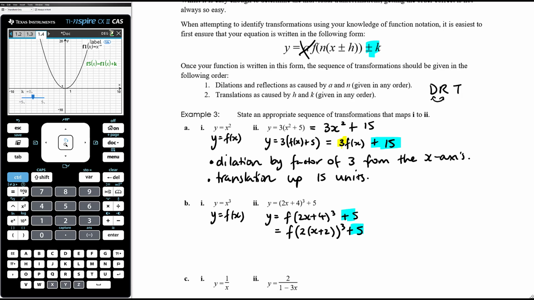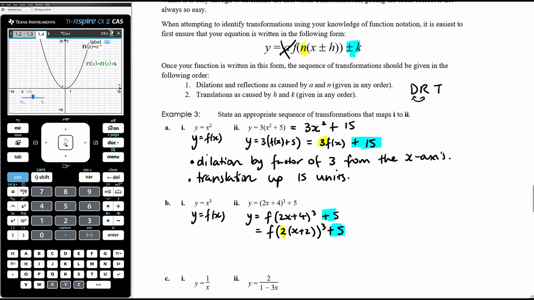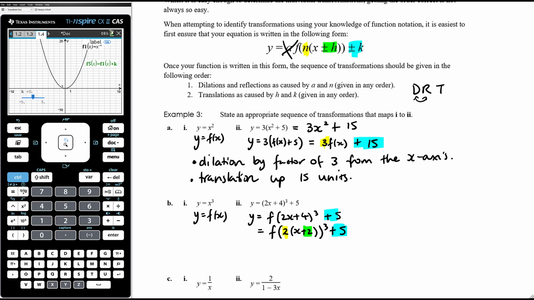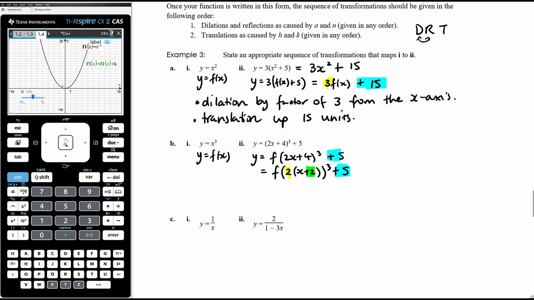Okay, and so now we've got our plus 5 value still out here. We've got our n value here, and our plus 2 is h. If you didn't factor that out first, you won't give the correct sequence of transformations. Dilations and reflections first. So that dilation, the n value is what's first there. So it's a dilation by a factor of 1/2 because it's a reciprocal, from the y-axis.